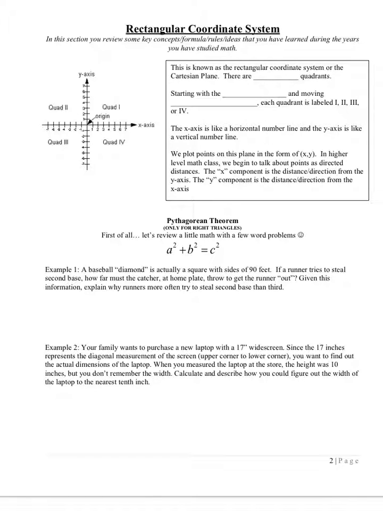First of all, let's take a look at the Cartesian plane. This is known as the rectangular coordinate system or the Cartesian plane. There are 4 quadrants, starting with the upper right and moving counterclockwise. Each quadrant is labeled 1, 2, 3, or 4.